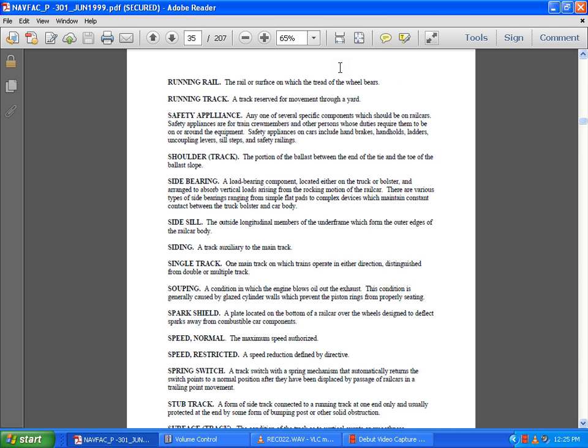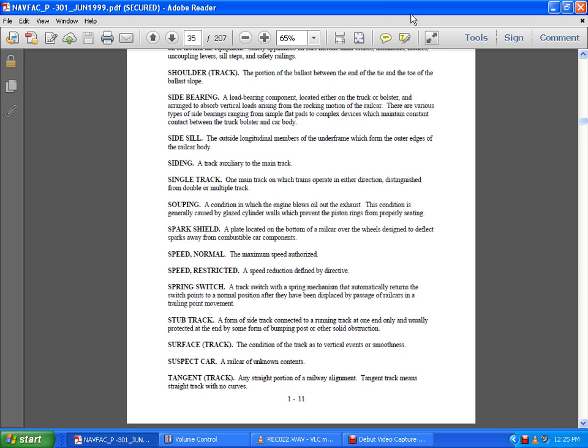Stooping, a condition of the engine that blows out the exhaust and continues to cause blade cinders in which the piston rings are properly seated. Spark shield, a plate located in the bottom of the railway car wheels designed to deflect sparks from combustible components. Speed normal, the maximum speed authorized. Speed restricted, a speed reduction defined by directive.